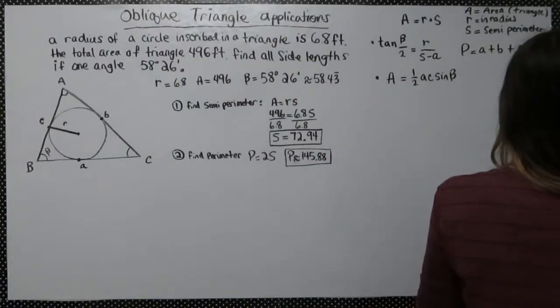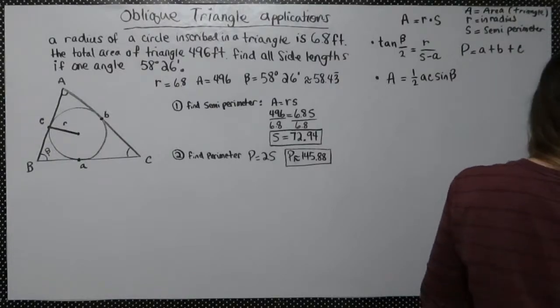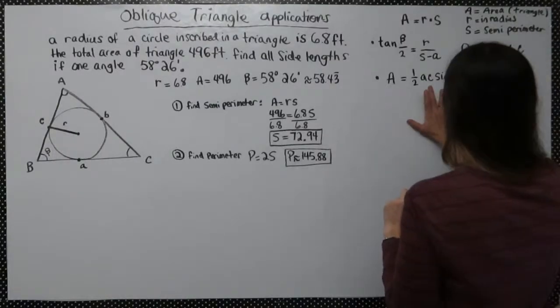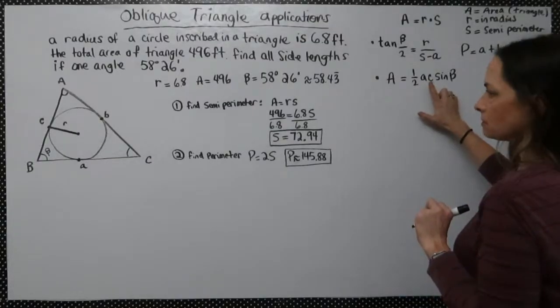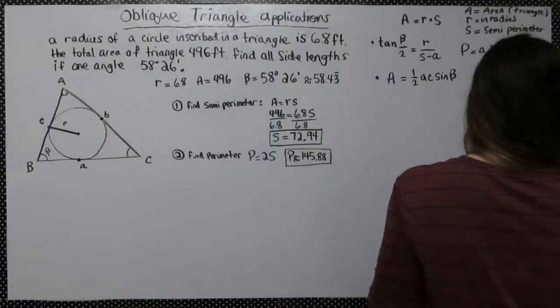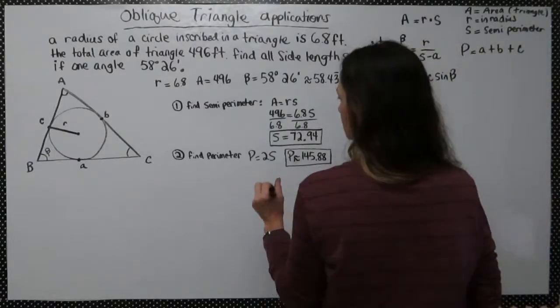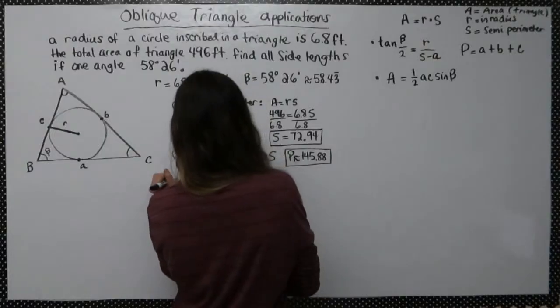And then we're going to now use this formula to find AC. So that's step 2. Find the product AC. So find the product of 2 sides with step 3.